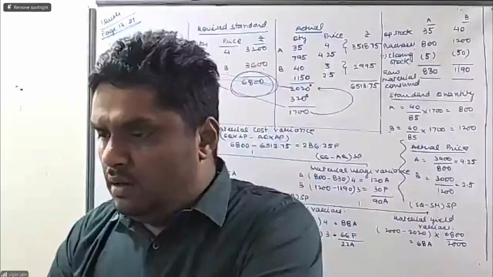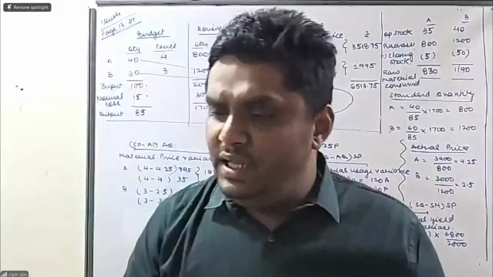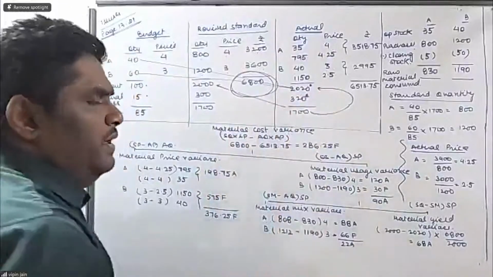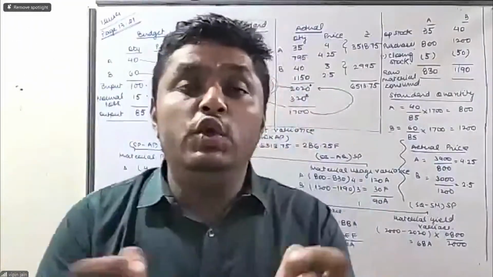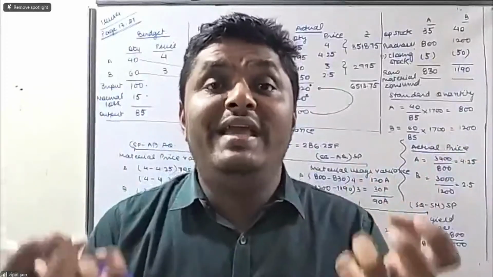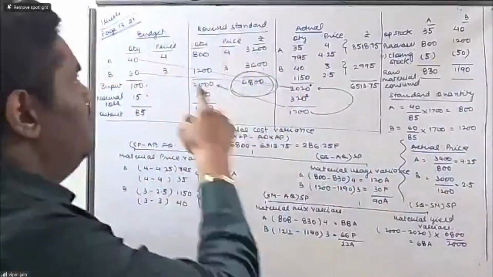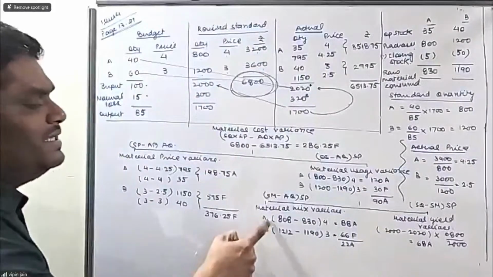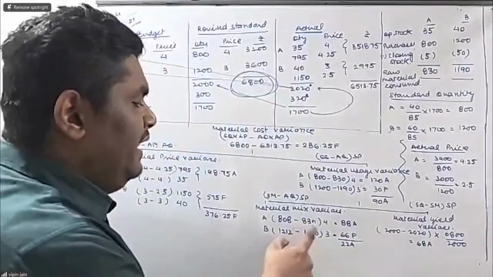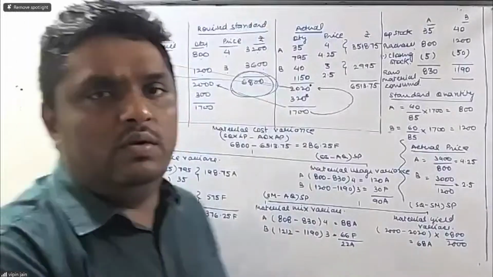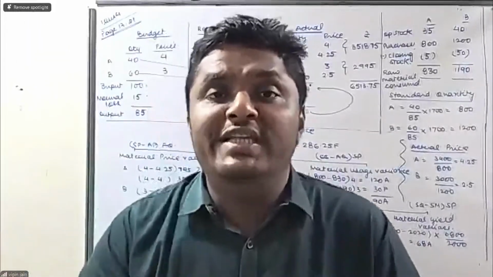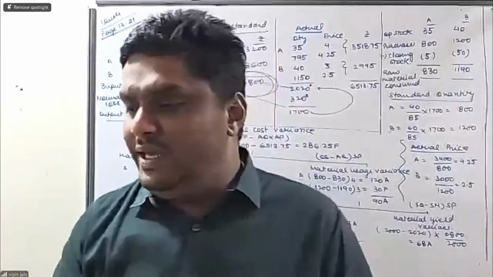Nayan Patil, it's very simple. The logic is very simple. This 2020 kgs that we have used, in what mix should it have been used? 40:60, that is 808:1212. But the actual mix is how much? 830:1190. So this is the logic. The name itself says the variance due to change in mix, that is material mix variance.